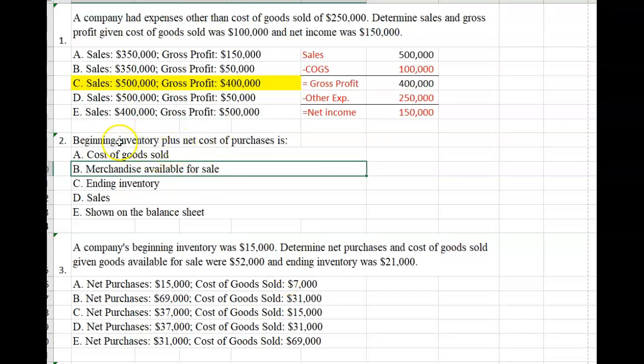Number 2, beginning inventory plus net cost of purchases is what? No calculations are necessary. You should know this answer. Beginning inventory plus purchases equals goods available for sale. Another word for goods is merchandise available for sale.